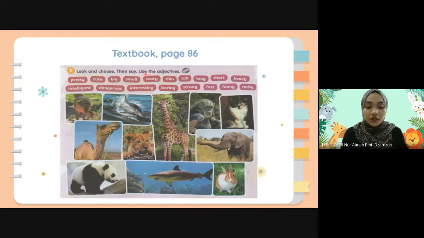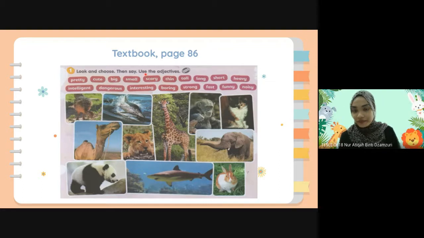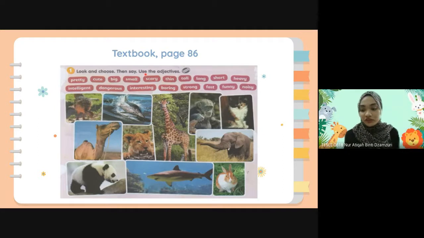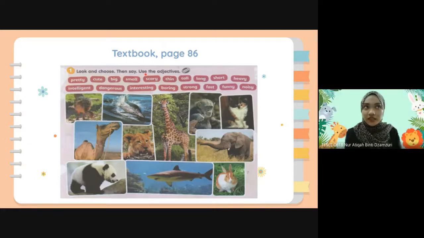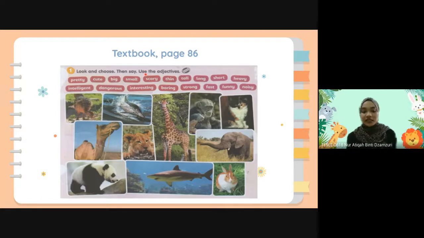Okay, based on all the words that you have learned, which one is the word that you don't know the meaning? Apa tu yang kamu tak tahu maksud dia? Semua tahu? Okay, what is the meaning of scary? Takut. Menakutkan. Very good. Thin. Kurus. Macam yang we have learned yesterday, on Wednesday. The dinosaur's leg is thin.